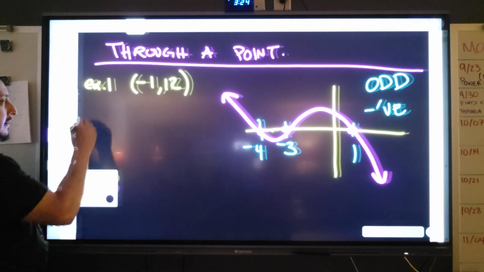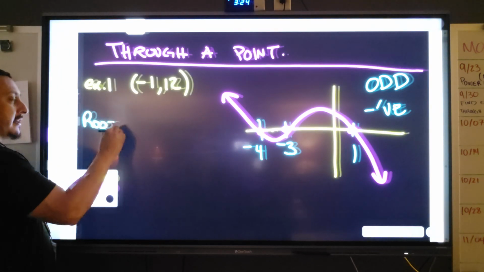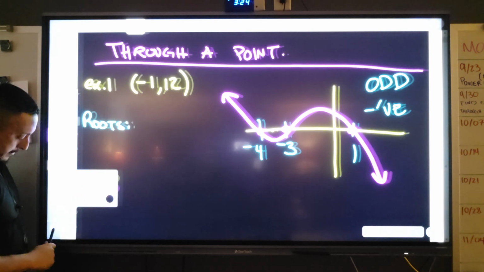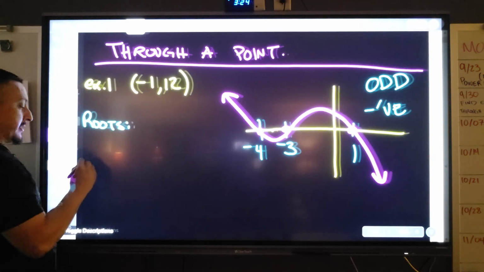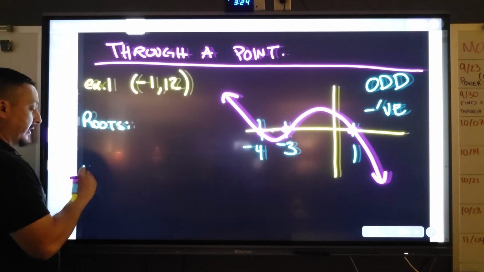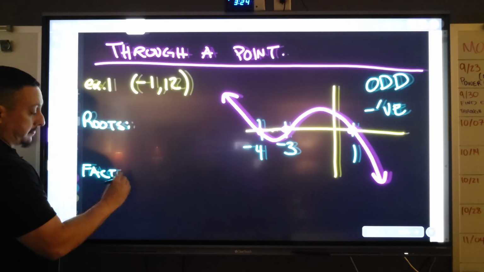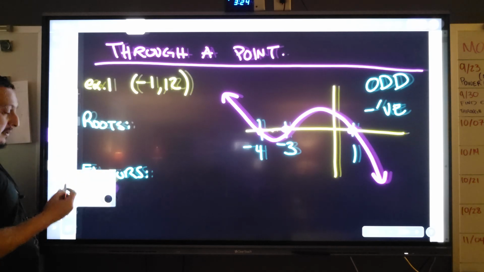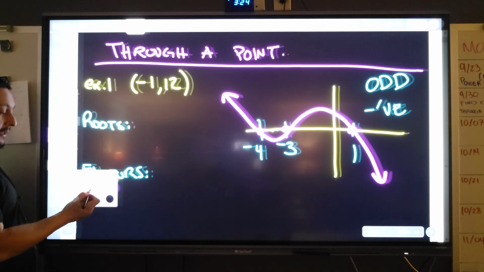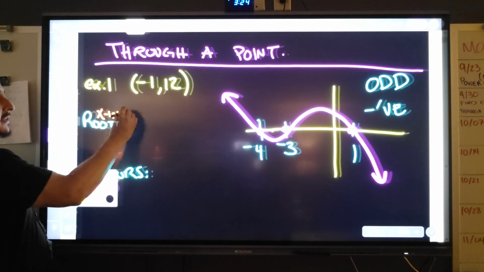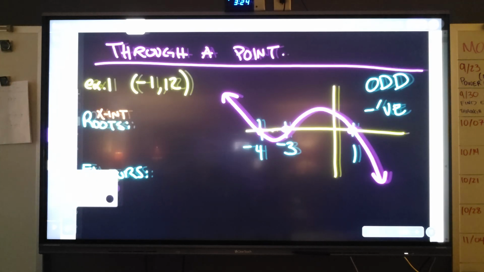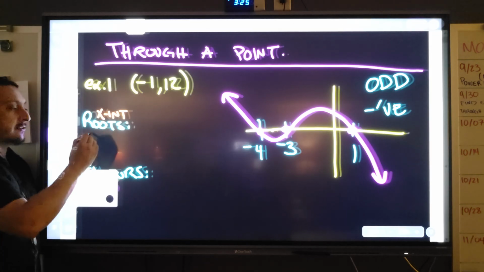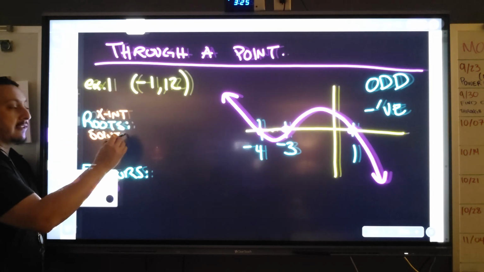Okay, so the questions kind of lead you up to it. So let's see, roots and factors. Okay, we're going to write the roots and the factors of this graph. So roots are, what's the other word for roots? X-intercepts. What's the other word for x-intercepts? Solutions. And there's another one still.